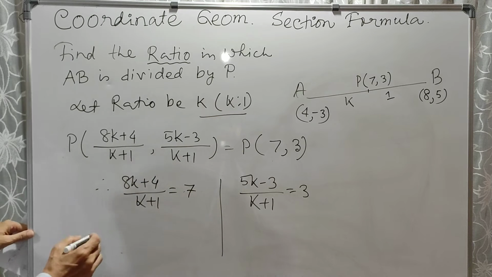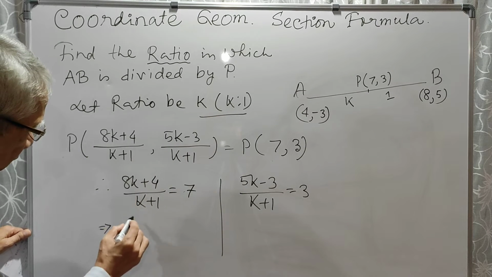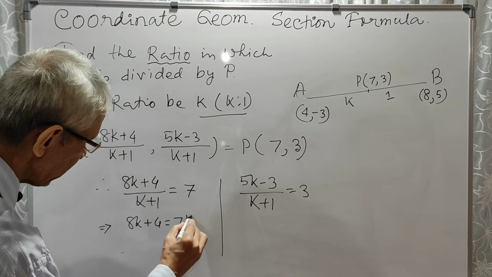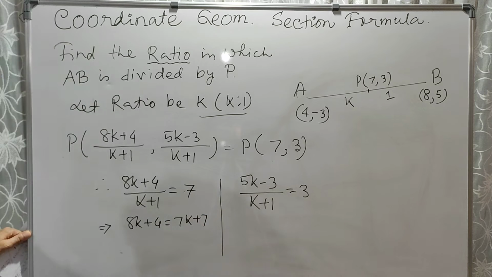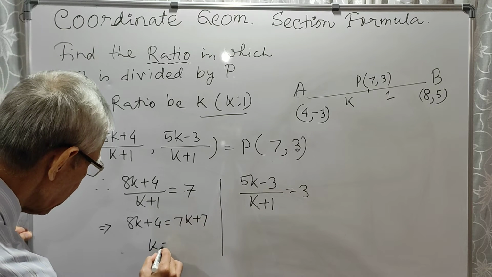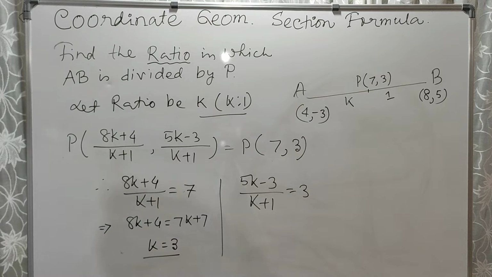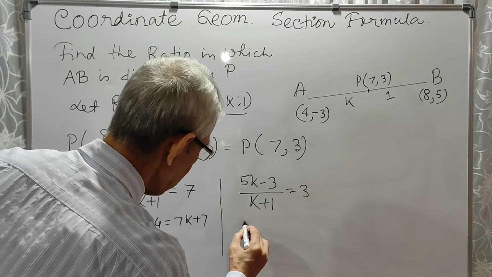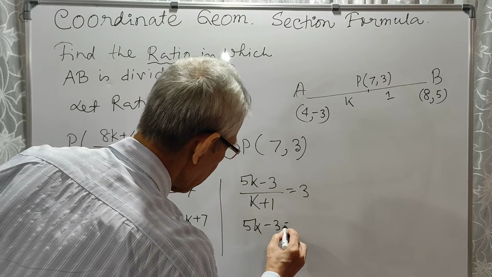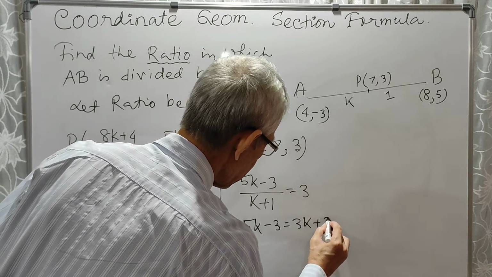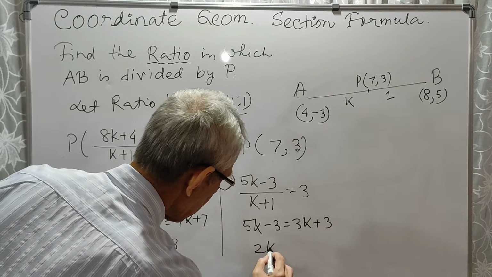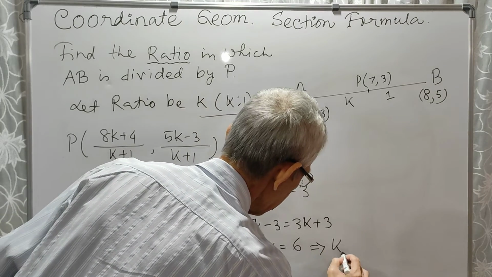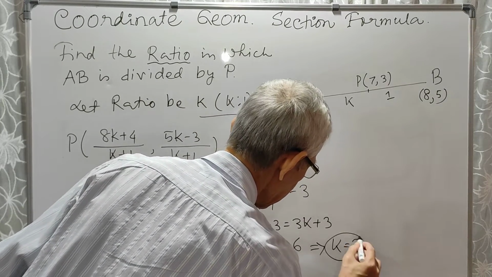Now the question of solving. So solve correctly, what do you get? 8k plus 4 equal to 7k plus 7. Alright. So that means k equal to, what do you get? 3. Now solving this, let us see what you get. So 5k minus 3 equal to 3k plus 3. So 2k equal to 6. So that gives k equal to 3. So you see k equal to 3.